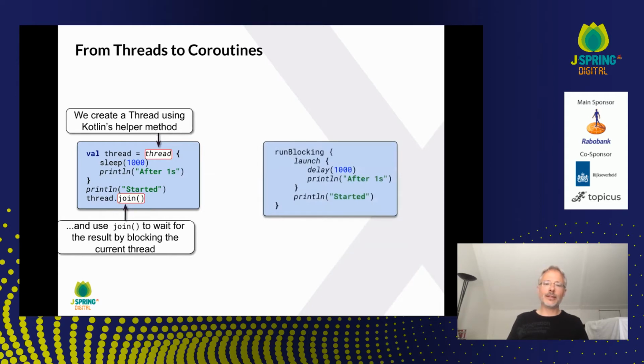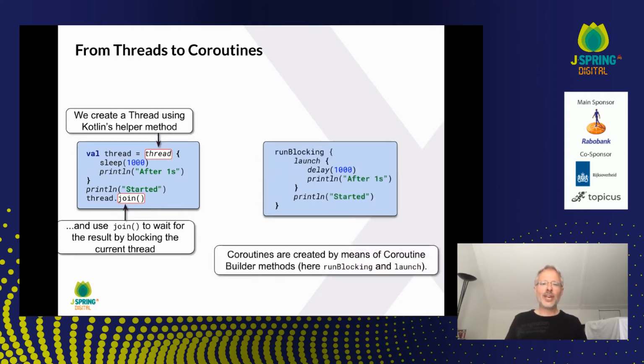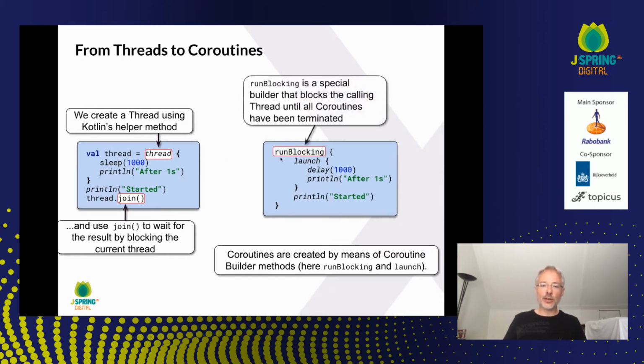When we look at the coroutine counterpart, it looks as follows. First of all, you cannot create coroutines with a constructor like we could create threads. That's not possible. You always have to rely on a builder method. The builder method we use here is runBlocking. This runBlocking bridges the world between threads and coroutines. And because the word blocking is involved, it implies that you probably shouldn't use it in production code.